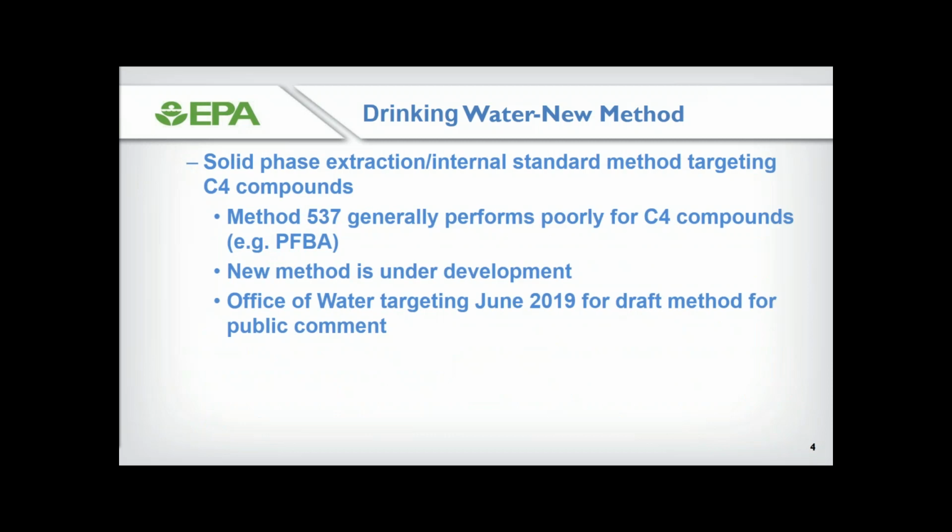There's also a new method that we're working on for drinking water. It involves solid phase extraction and an internal standard, and it targets small compounds. So 537 generally, not always, but generally performs poorly for small short chain compounds such as PFBA. This new method is under development, and the Office of Water is targeting June 2019 for a draft method for public comment.